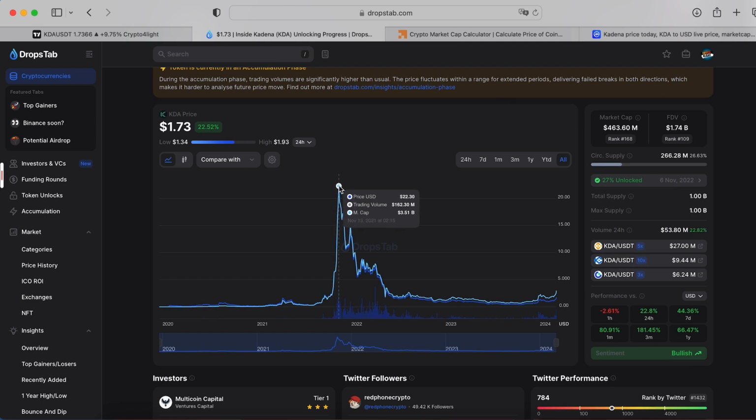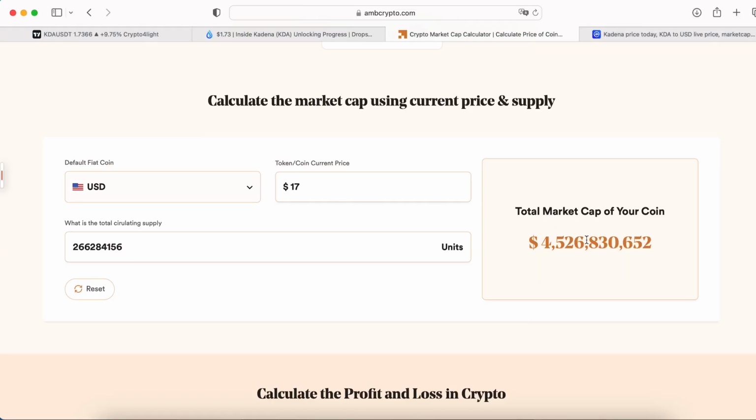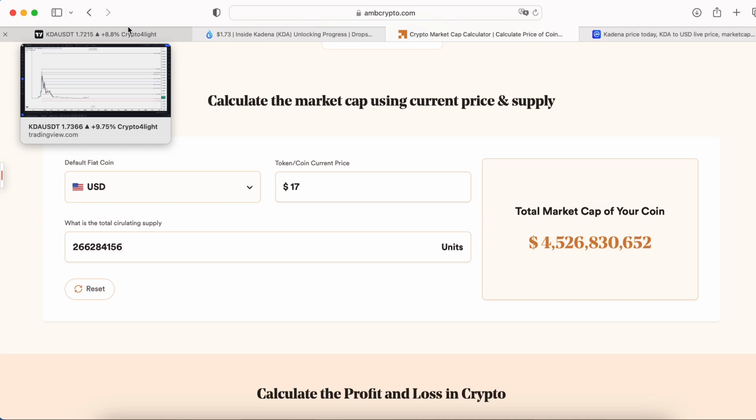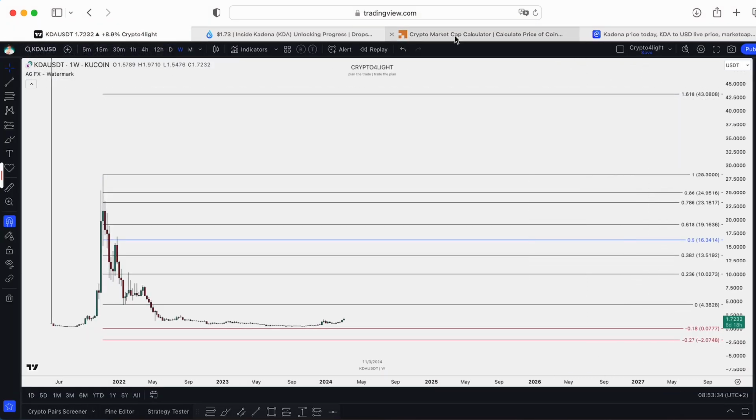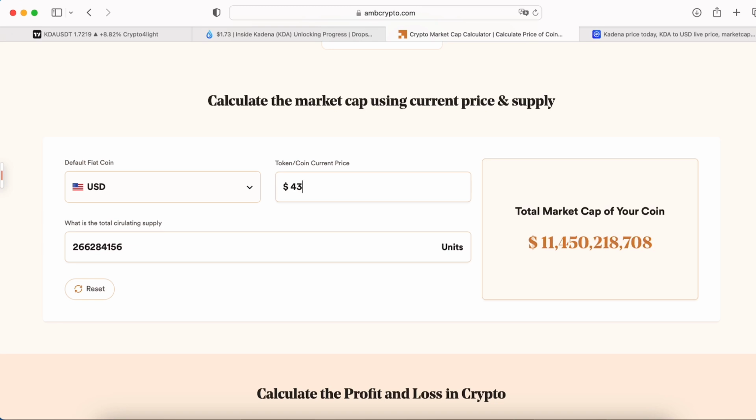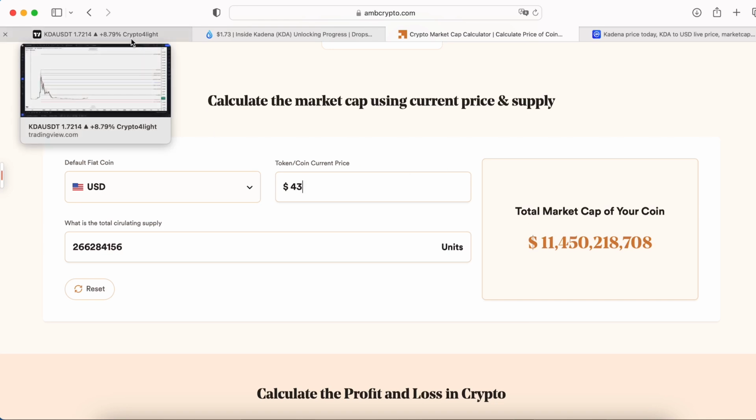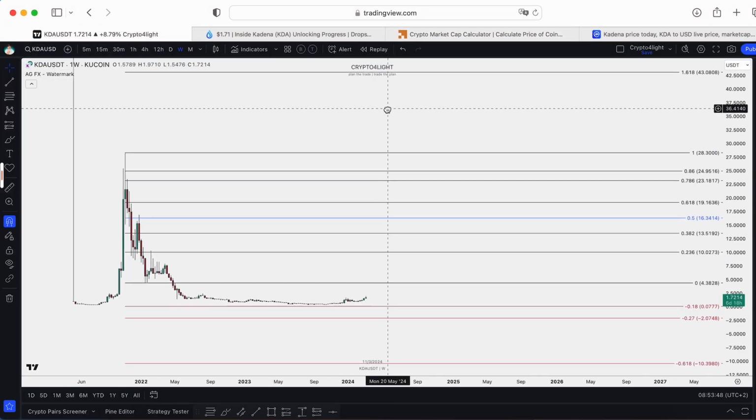So this one, $22, 3.5 billion market cap; $17, 4.5 billion market cap. So 1 billion more. It's kind of big numbers, right? So let's say if you believe in a new all-time high, $43, it's 11.4 billion market cap. If you believe in these targets, you can wait, but of course it's only up to you.